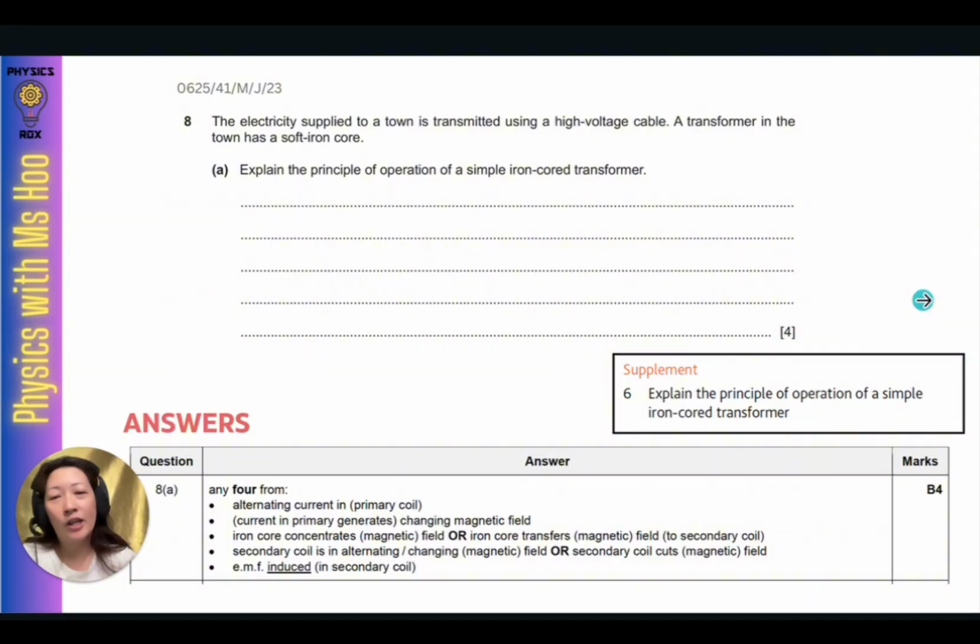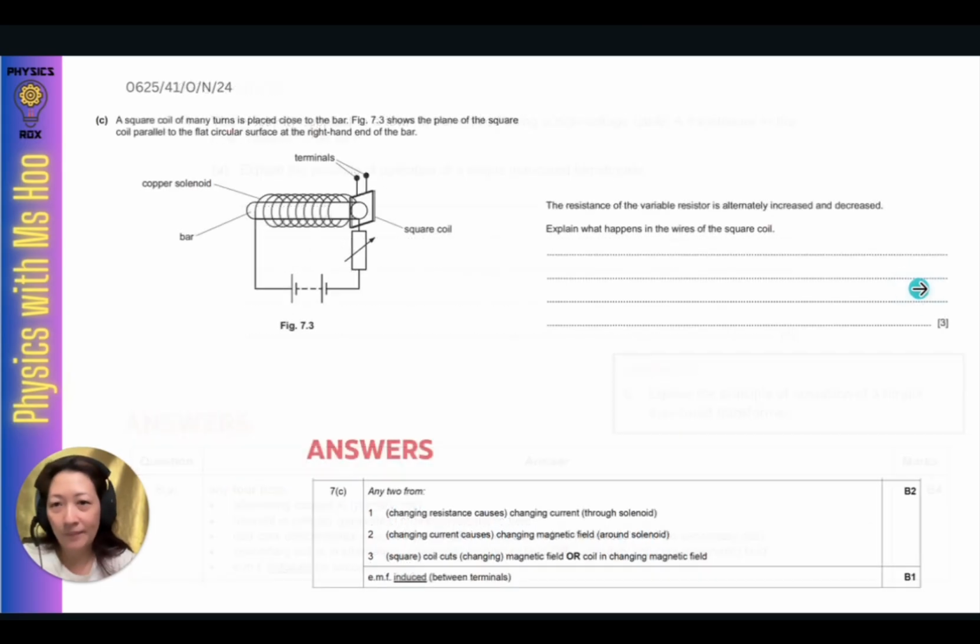Now, this is very straightforward, but sometimes you could come across questions where they will ask about the transformer, but phrased in a different way. So, for example, this is an extract from the winter 2024 paper variant 1. A square coil of many turns is placed close to the bar. Figure 7.3 shows a plane of the square coil parallel to the flat circular surface at the right-hand end of the bar. The resistance of the variable resistor is alternately increased and decreased.